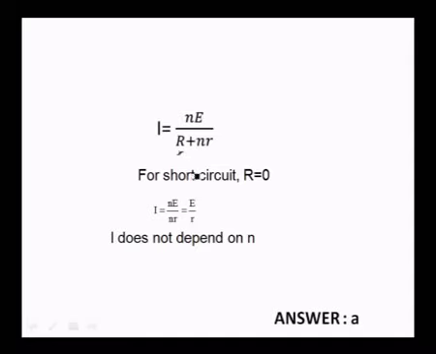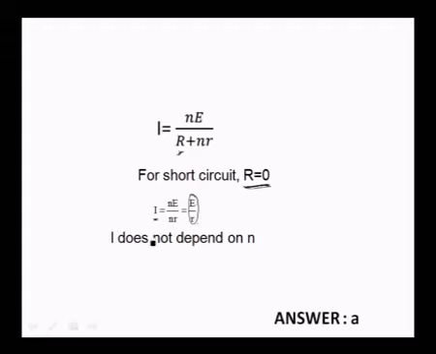See, short circuited means the value of R is equal to 0. If you substitute R is equal to 0, then we get I is equal to E divided by r. So, current is equal to E divided by r. It means that there is no N term in this equation. It means that current does not depend on the number of batteries. Current does not depend on the value of N.